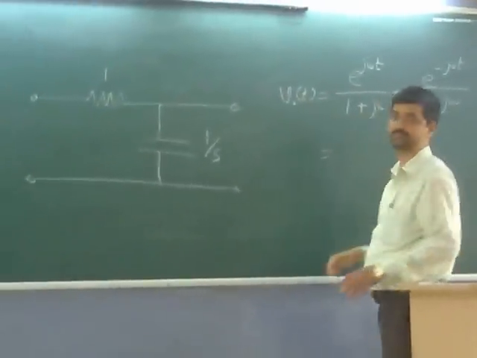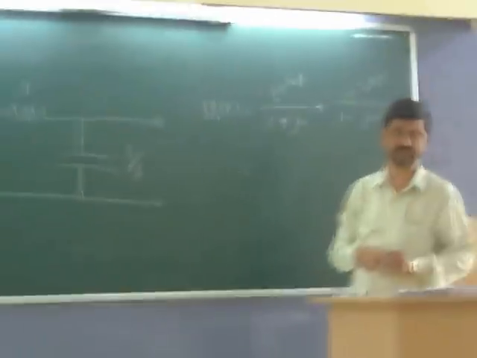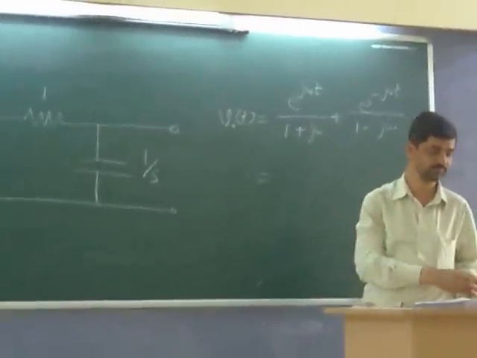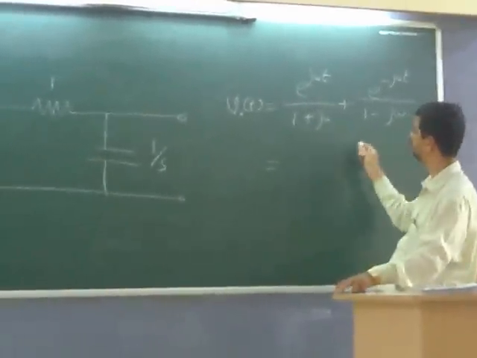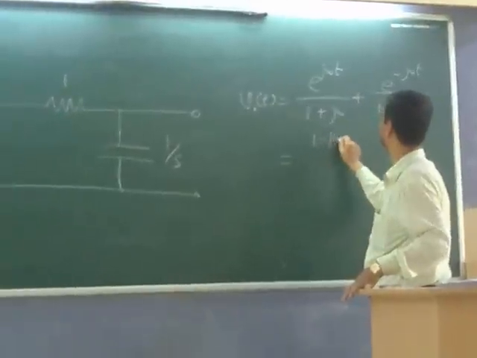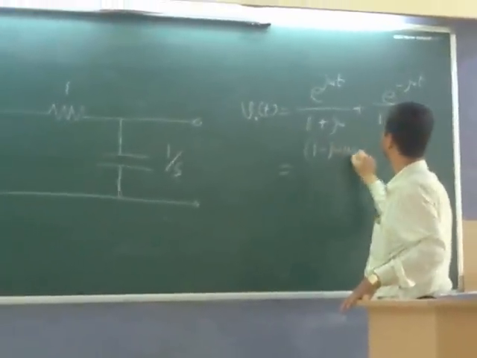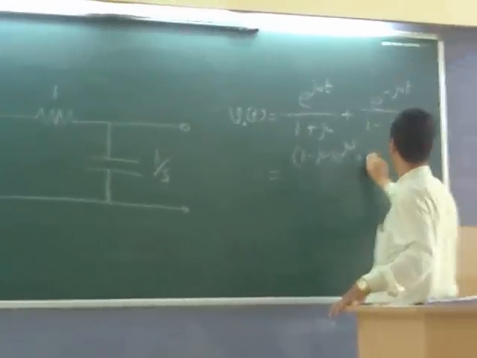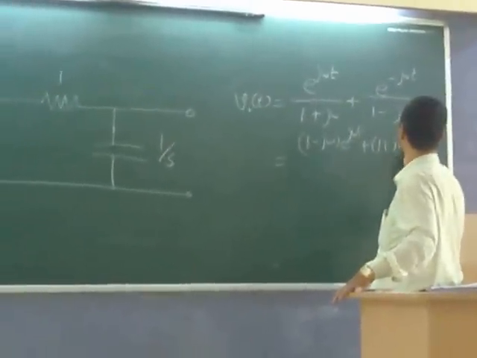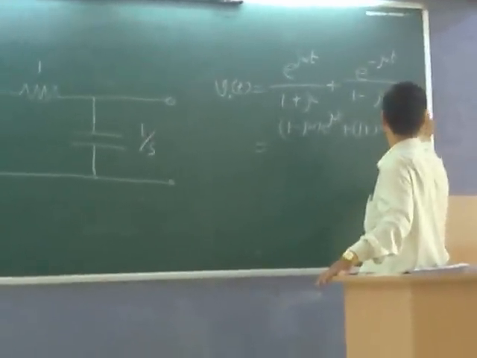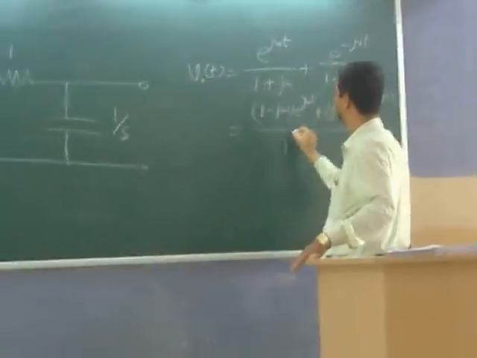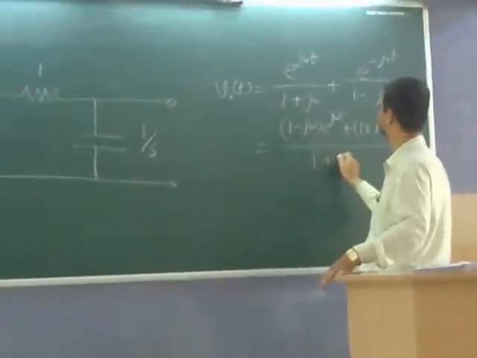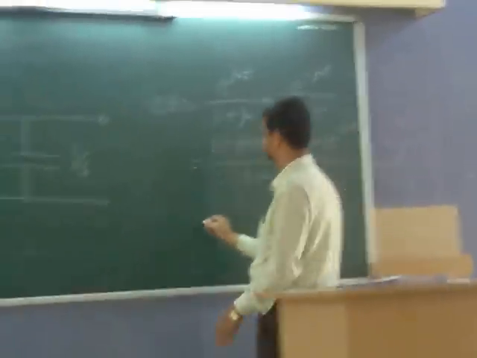So what is the answer now? What is the answer here? It is 1 minus j omega into e raised to j omega t plus 1 plus j omega into e raised to minus j omega t upon 1 plus omega square. Is it correct? What is the answer then for that?